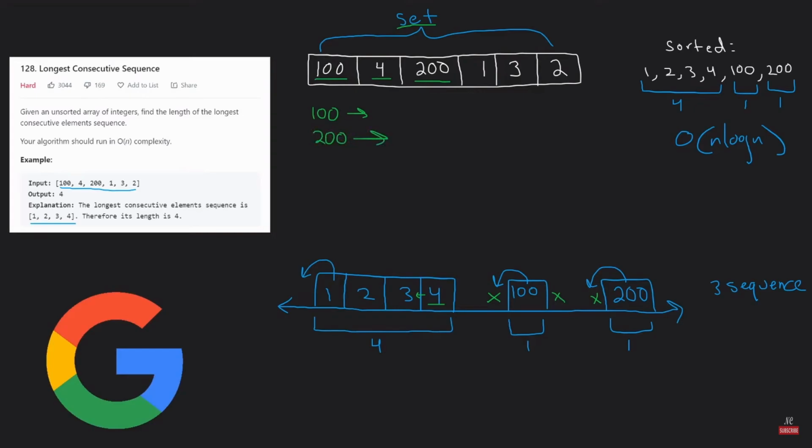Let's try to make it as long as we can. We check, does 201 exist? No, it doesn't. We can tell that from our picture, and we would use the set to determine that. So now this is as long as we can make this set, so let's get to the next number, 1.